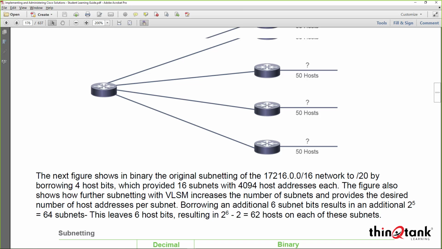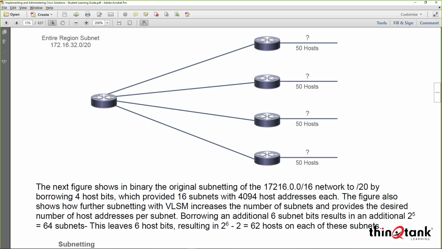And again, we didn't really do any hard math. We were just saying, okay, what are the block sizes that we're dealing with? In this case, we're dealing with block sizes of 64. So it says here, the next figure shows in binary the original subnet of the 172.16. There's a lot of typos here.